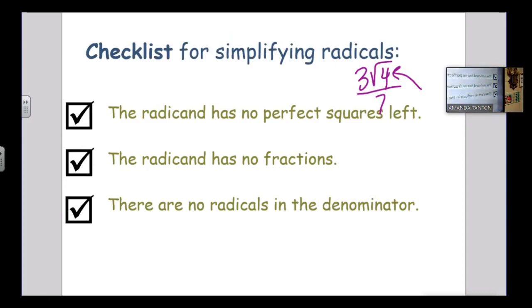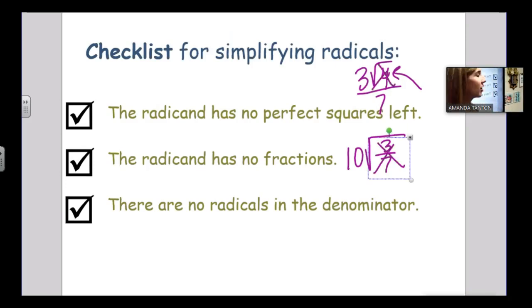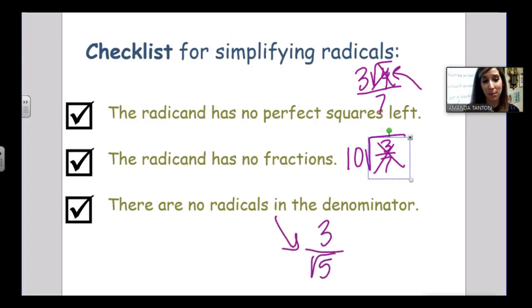The radicand has no fractions. So if you have 10 root 3/7, you've got some work to do. The radicand is not allowed to have fractions, so both of those are illegal. And then this last one, to be fully simplified in the math world, you're not supposed to have any radicals in the denominator. So for example, that would not be a fully simplified answer.